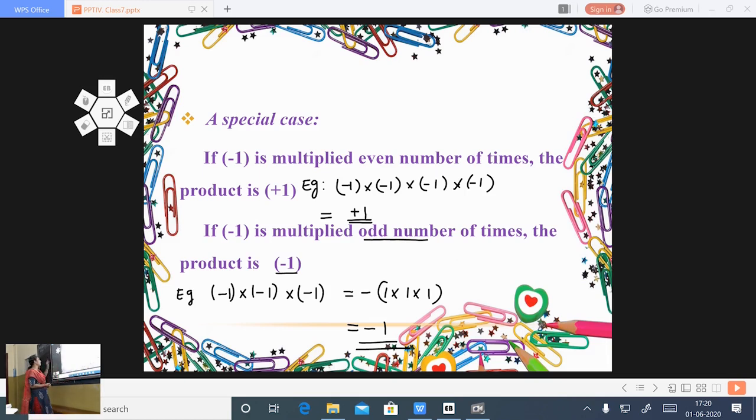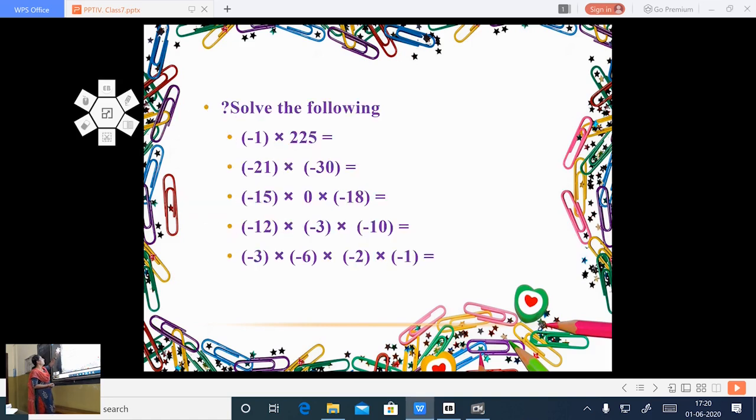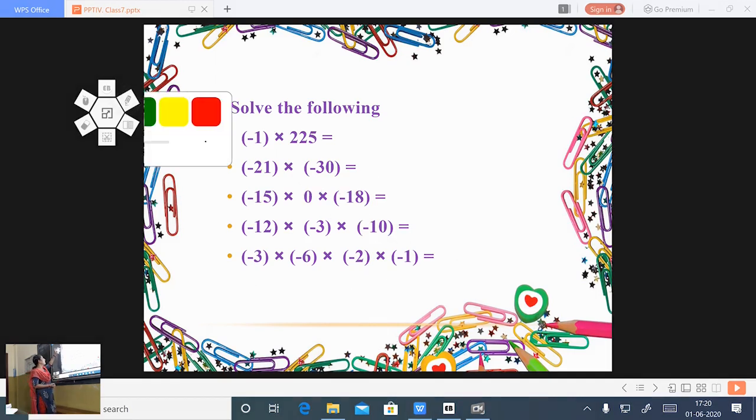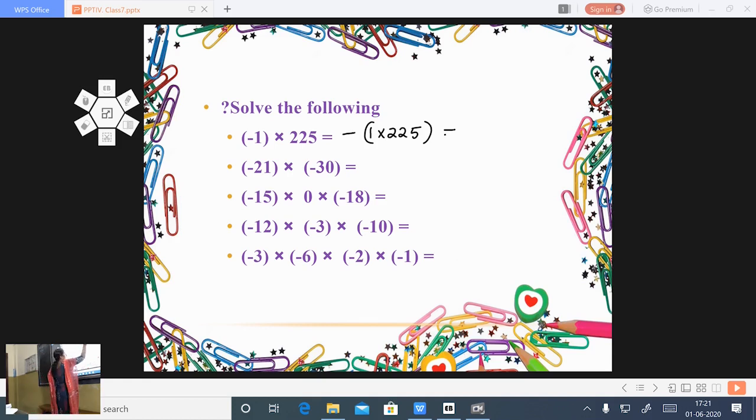Is it clear? Okay. Now we can solve some problems, then it will be clear for you. First one, minus 1 into 225. What is the rule? First multiply them as whole numbers, that is 1 into 225. This is our third case. One is negative and one is positive, so the product will be negative. So the answer is minus 1 into 225, 225 itself. So the answer is minus 225.